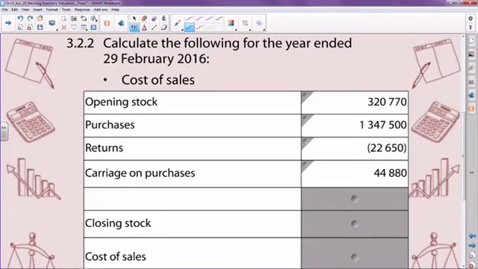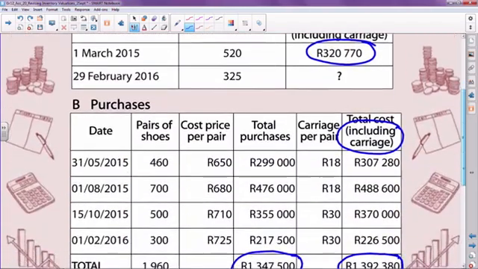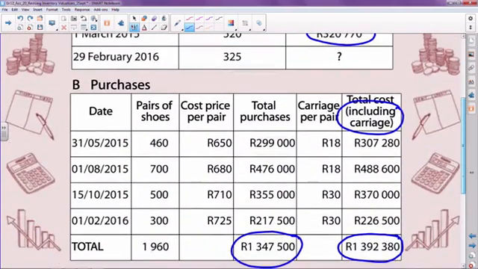Remember, prior to the break, we said we're going to show you where this figure of 44,880 comes from. Let's look at the information. Is it given to us? Certainly not. The carriage and purchases is not given to us. What we do know is that we had 460 pairs at 18 Rand.